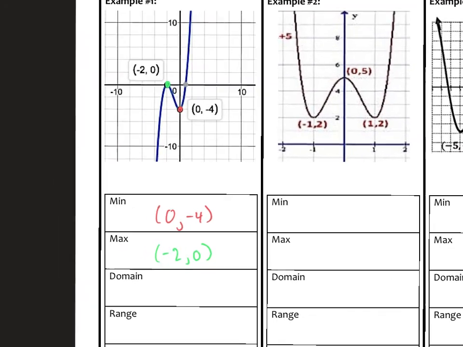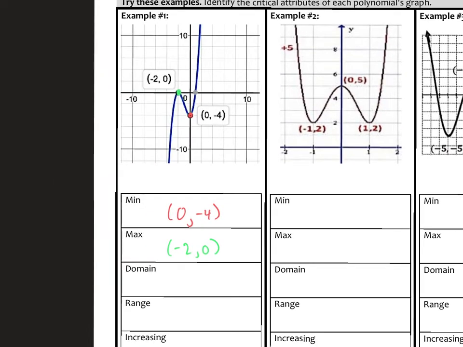Our domain, how far left, how far right. The left side, it's still heading a little bit left as it goes off the graph, and same with the right side, it's still going a little bit to the right. So our domain is going to be -infinity to infinity. Very common answer for functions.